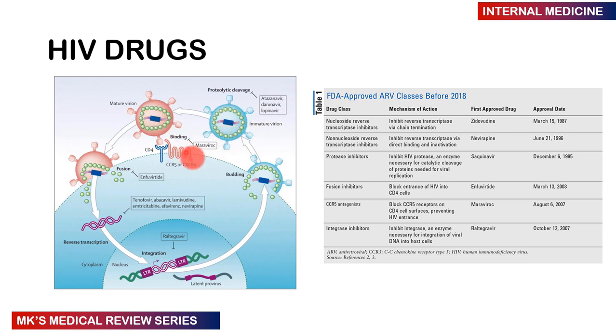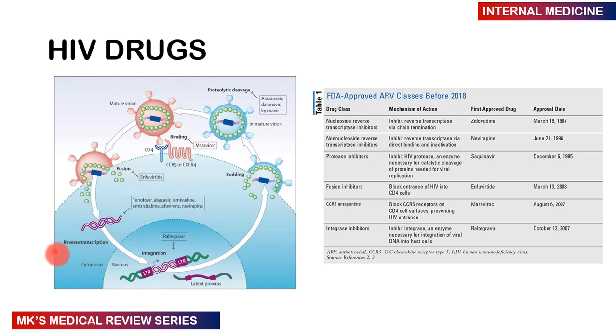So we can have a drug that blocks the binding of the CD4 receptor to the GP120 glycoprotein. That's a drug known as maraviroc. These are called entry inhibitors. Then you have fusion inhibitors, which inhibit the action of GP41. That's a drug known as enfuvirtide.